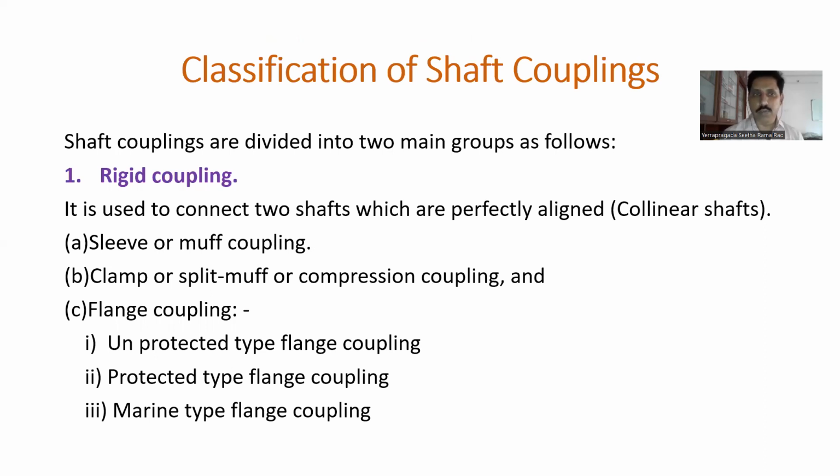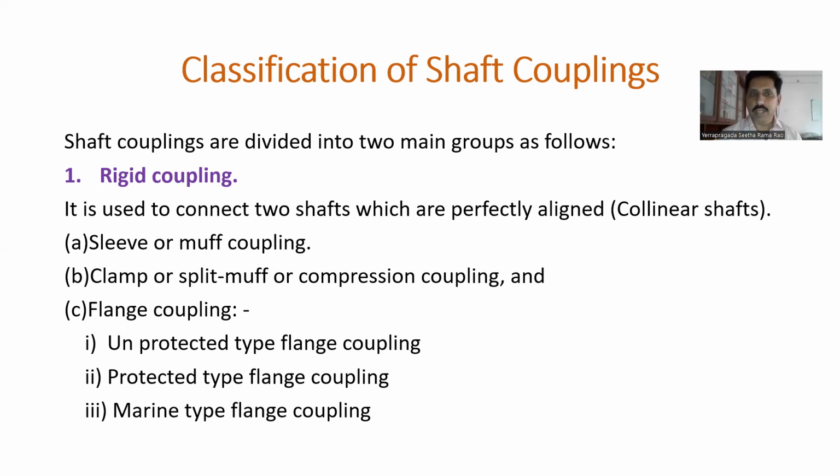So the rigid couplings are used to connect two shafts which are perfectly aligned. The shafts are in the same axis. Along the same axis, the shafts are mounted here. That way the alignment is taking place. In the rigid coupling, we have the further subclassification as the sleeve or muff coupling, clamp or split muff or compression coupling, and flange coupling.